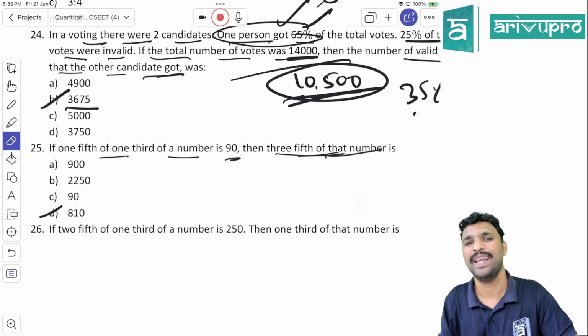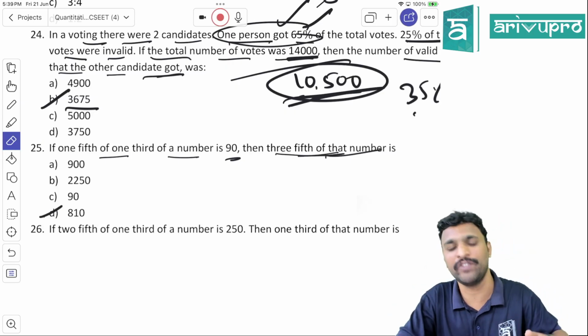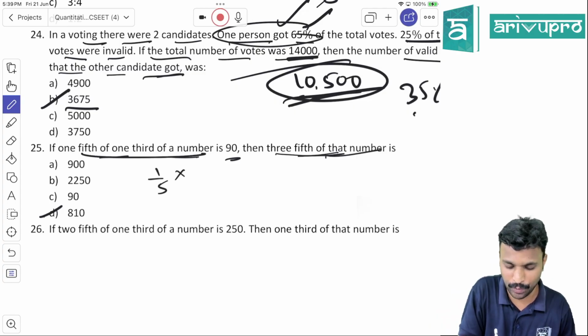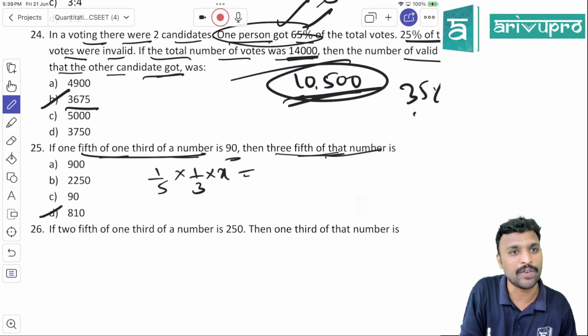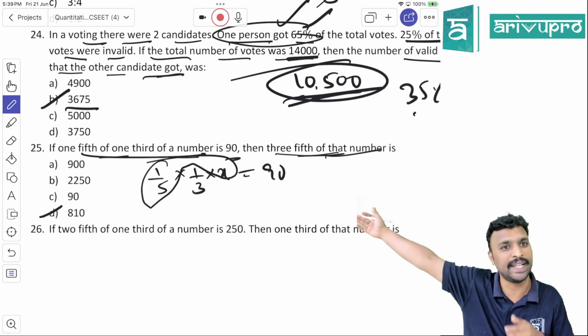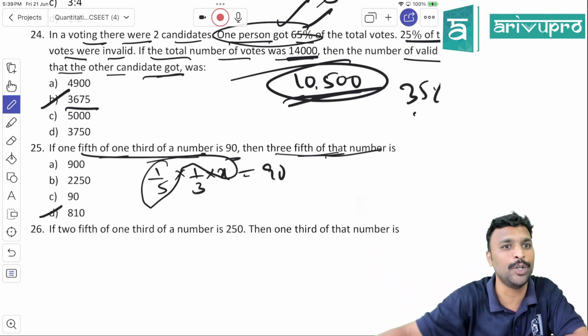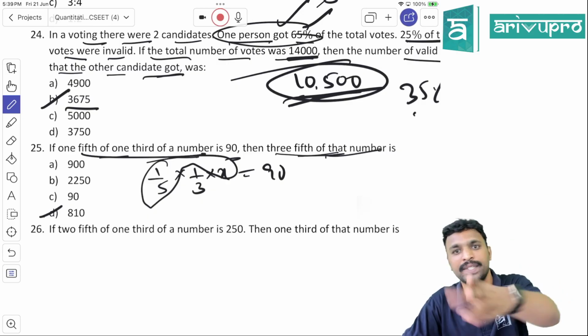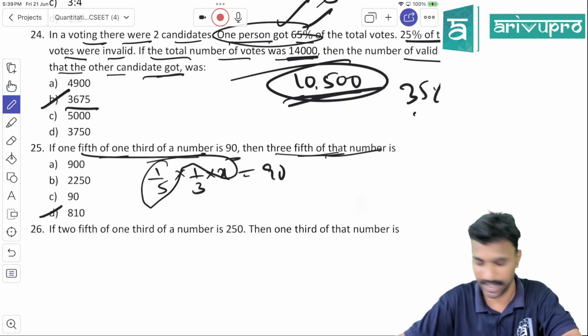Understood? See, they're asking 3/5. Find out 1/5. 1/5 you keep on the left hand side only. 1/5 into 1/3 into x is equal to 90. Keep 1/5 of x here itself. Send 1/3 there, it becomes into 3. 90 into 3 is 270. 1/5 is 270, so for 3/5 you have to multiply by 3, which is 810.